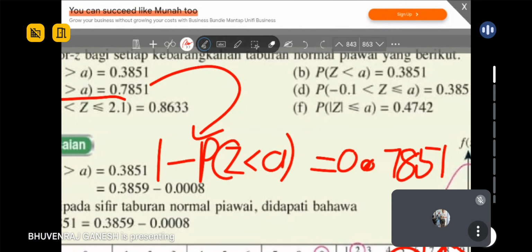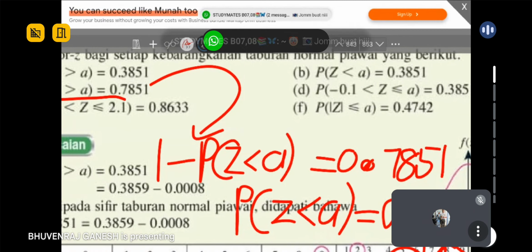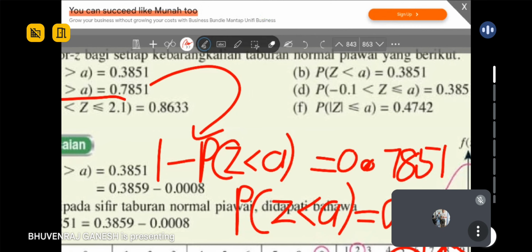Okay, so from now, you will get something like this. Probability Z less than A equal to 1 minus 0.7851. So you will get 0.2149. Okay, guys, this is your equation now. Is it correct? Any problem in this equation?